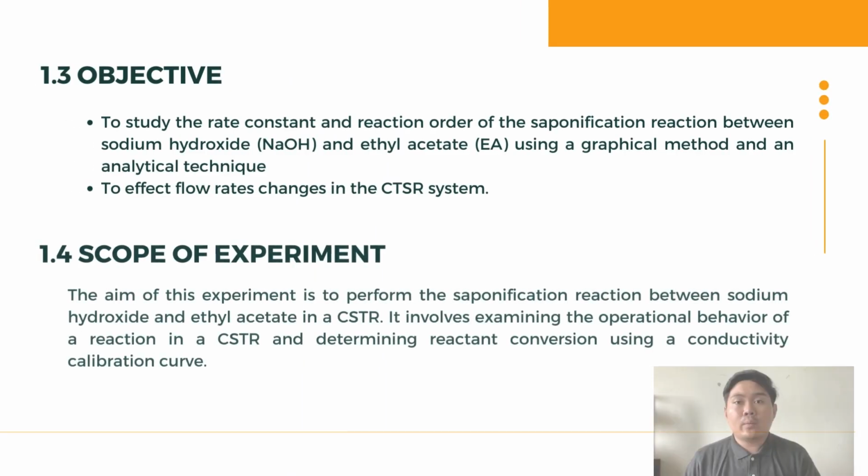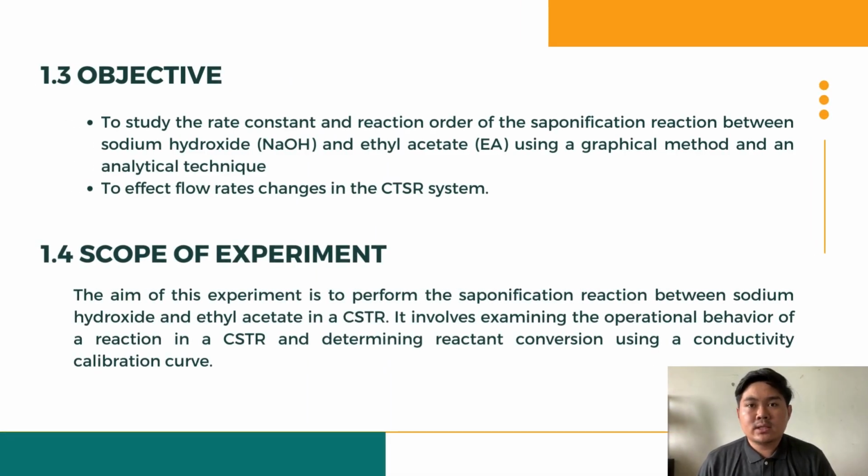There are two main objectives in this experiment. First, to study the rate constant and reaction order of the saponification reaction between NaOH and EA using a graphical method and an analytical technique. Secondly, to study the effect of flow rate changes in the CSTR system. The scope of this experiment is to perform the saponification reaction between NaOH and EA in a CSTR, involve the operational behavior of the reaction in a CSTR, and determine reactant conversion using the conductivity calibration curve.